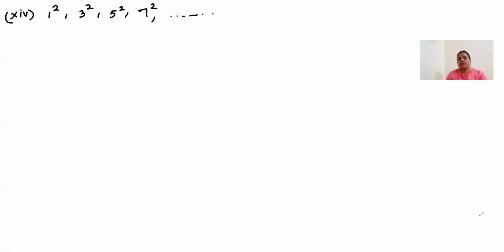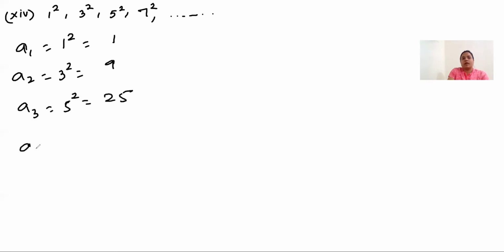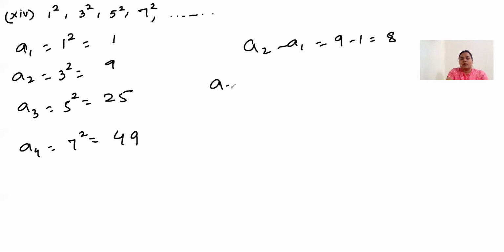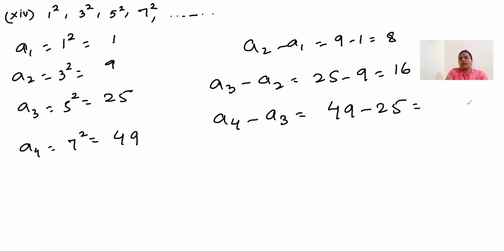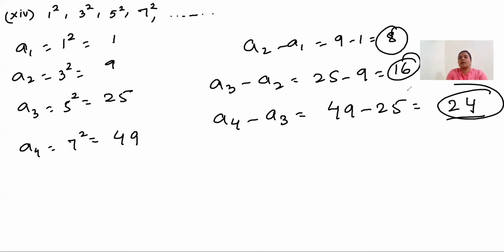The next one, 1 square, 3 square, 5 square, 7 square. A1 is 1 square, that is 1. A2 is 3 square, that is 9. A3 is 5 square, that is 25. A4 is 7 square, that is 49. So A2 minus A1 is 9 minus 1, that is 8. A3 minus A2 is 25 minus 9, that is 16. A4 minus A3 is 49 minus 25, that is 24. So we do not have the same difference. It is not an AP.